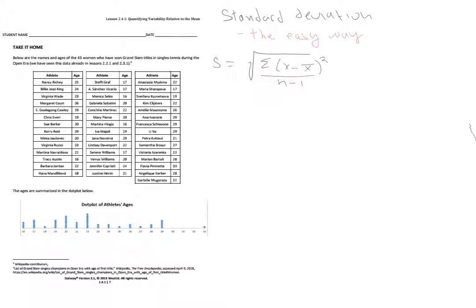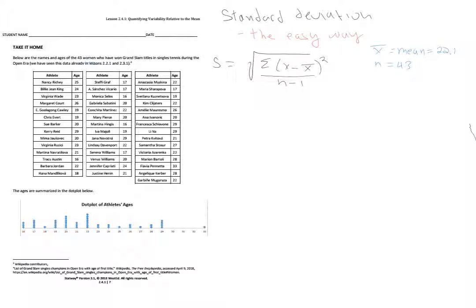Let me review the symbols here. Remember, x bar is the mean, and we're given the mean of 22.1. Remember, n is the number of data values. If you look at the problem, we have 43 data values, so n is 43.